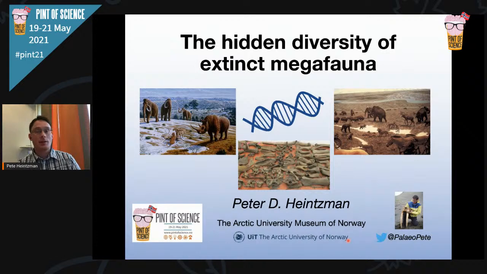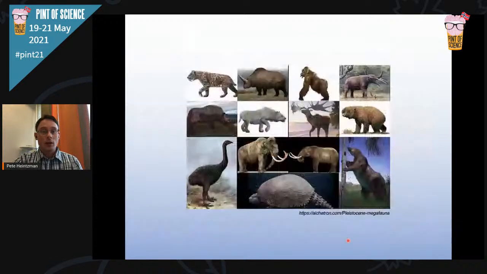Okay, so I'm going to talk to you today about the hidden diversity of extinct megafauna and the role that ancient DNA is playing in basically revealing this hidden diversity. Okay, so let's just introduce the megafauna. Within the last 2 to 3 million years, nearly every habitable continent on the Earth was covered in megafauna up until around 10,000 years ago.